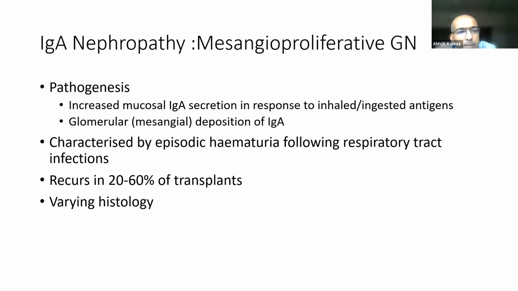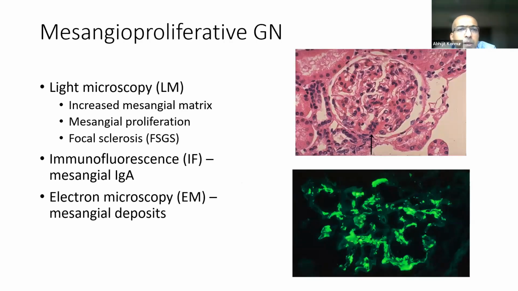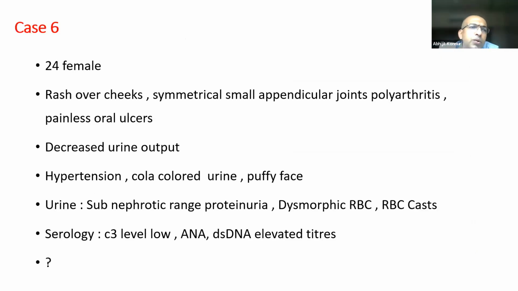And this is characterized by episodic hematuria, as we all know, and can recur in 20 to 60% of patients post-transplant. It's the commonest cause of glomerulonephritis in adolescents, and it usually has a benign course over years. So again, what I had pointed out, I will jump to case number 6.